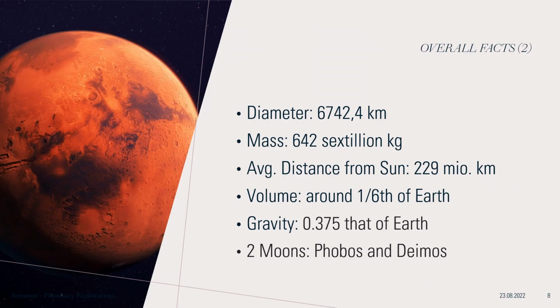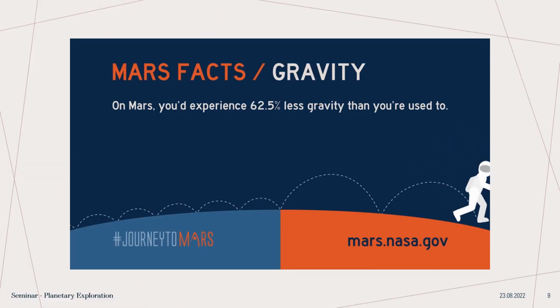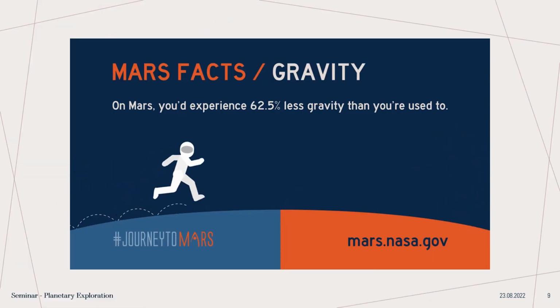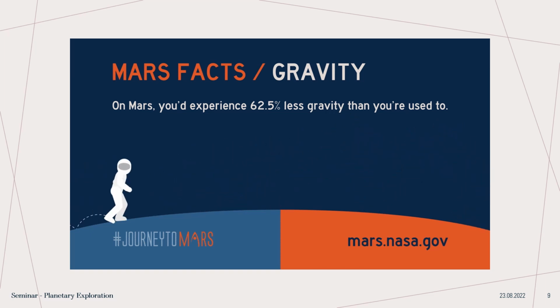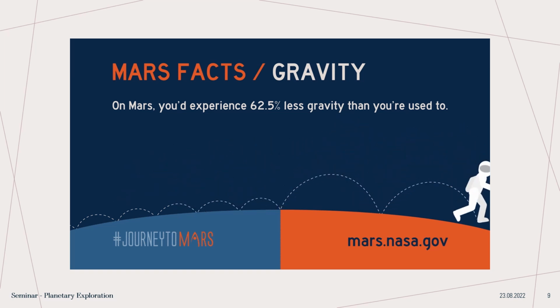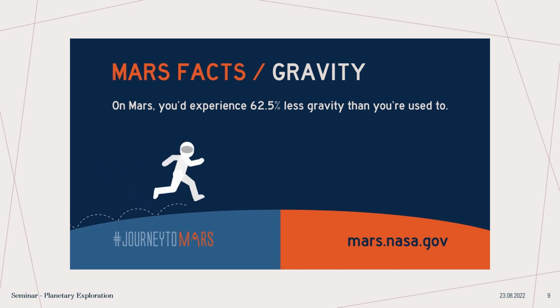If you look at the gravity of Mars, Mars has a gravity which is around 0.375 of the gravity on Earth. And here's a nice visualization of that, which I found on the NASA website. It says on Mars you'd experience 62.5% less gravity than you're used to. And you see the little guy jumping much higher and slower than he would on Earth. So I thought it was a pretty good visualization.